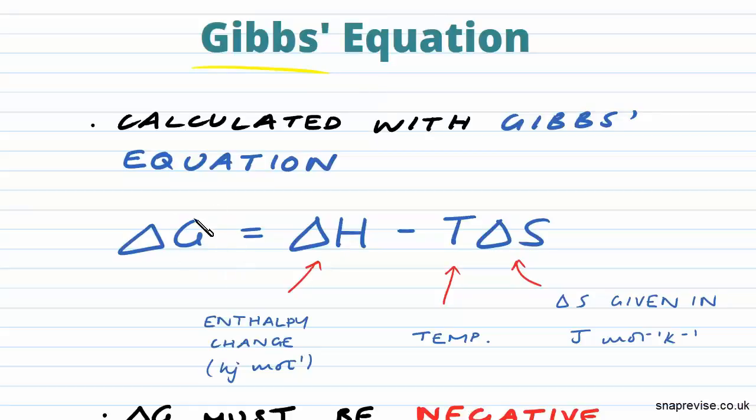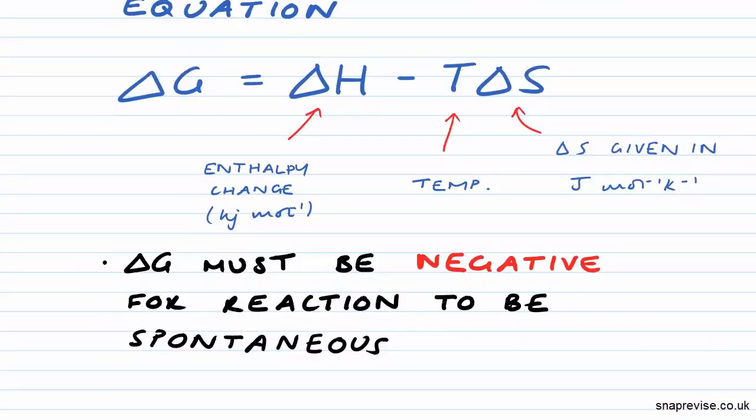Now, G is used to symbolise the free energy, and delta G means change in free energy. And the way we calculate this is to do delta H minus T delta S, where delta H is the enthalpy change, T is the temperature measured in Kelvin, and delta S is the entropy change of the system. Now, delta G, or the change in free energy, must be negative for a reaction to be spontaneous.